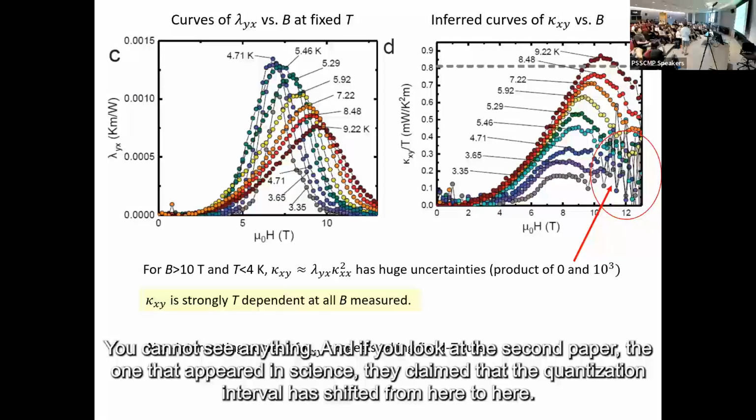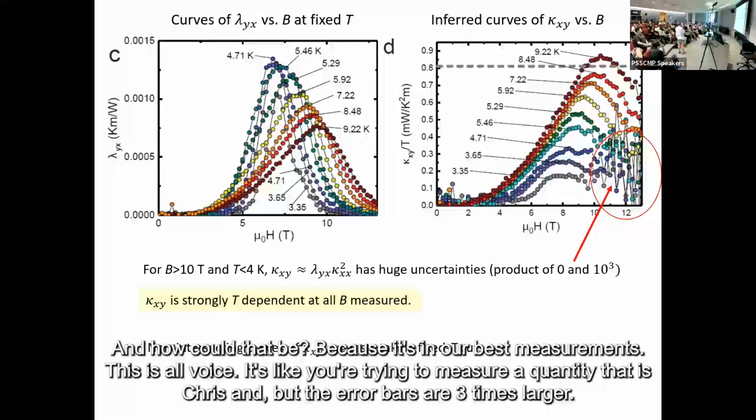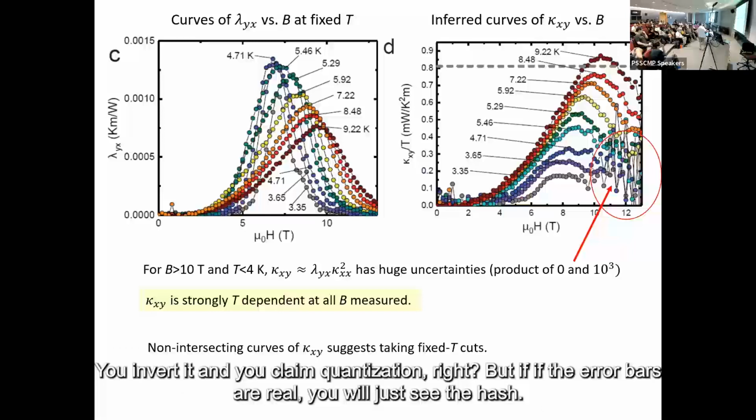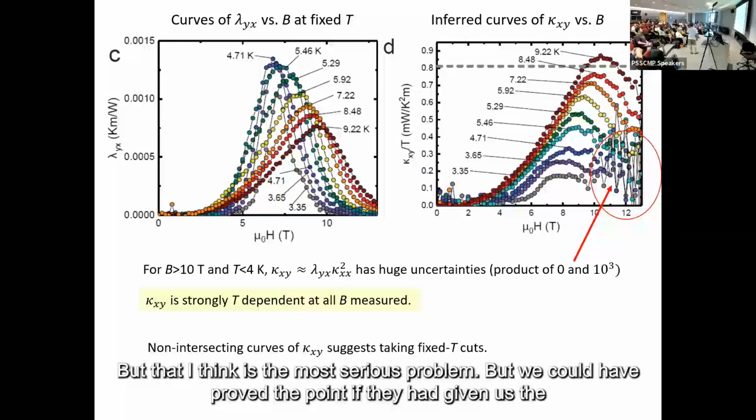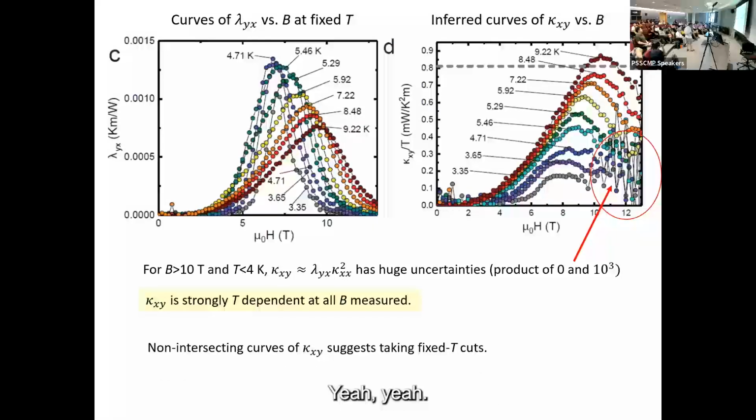And if you look at their second paper, the one that appeared in Science, they claim that the quantization interval has shifted from here to here. And you say, how could that be? Because in our best measurements, this is all noise. It's like you're trying to measure a quantity that is this in amplitude, right? But the error bars are 3 times larger. You invert it and you claim quantization, right? But if the error bars are real, you will just see a hash. So that I think is the more serious problem. But we could have proved the point if they had given us the resistivity data.